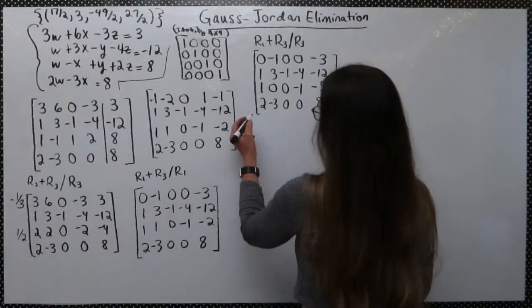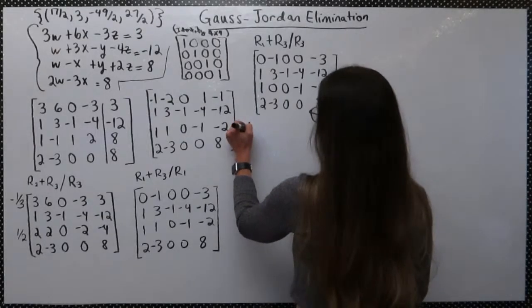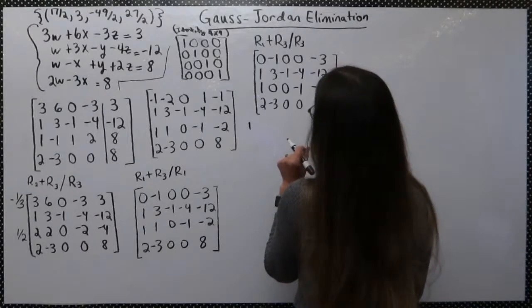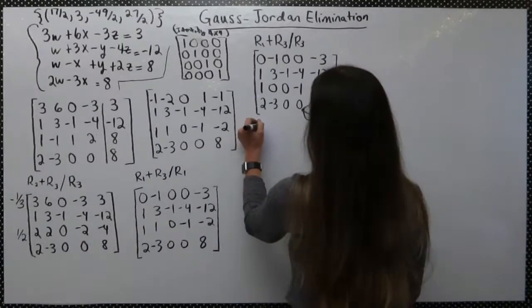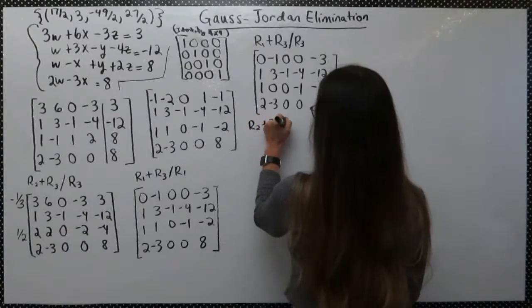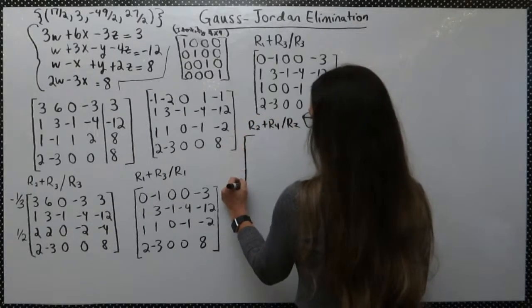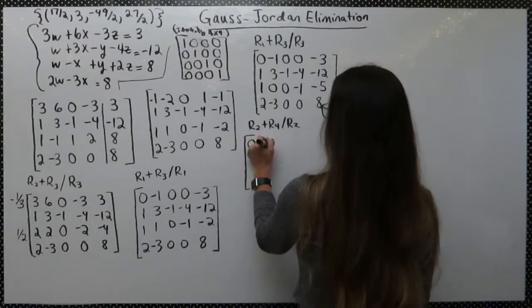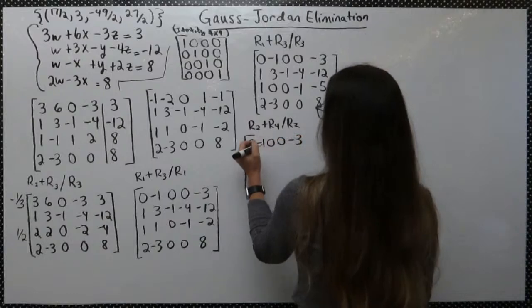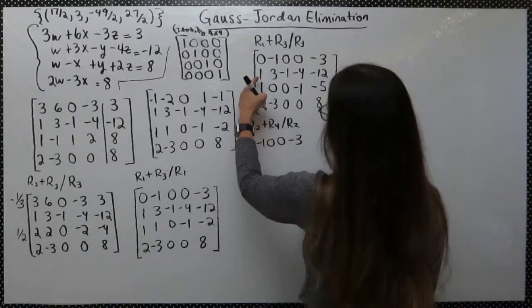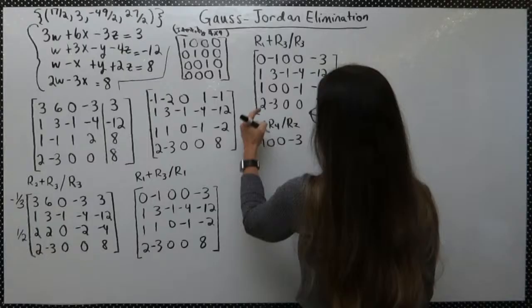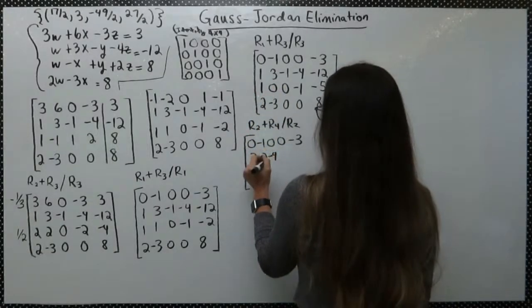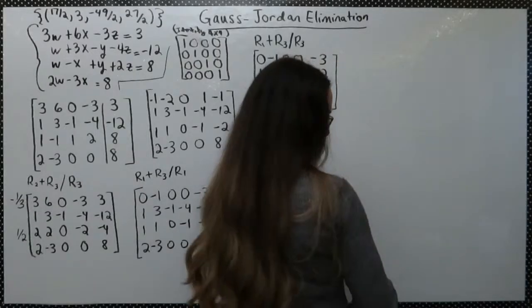All right, so I'm going to add row 2 plus row 4, replace row 2. Let's see if that pays off. 0, -1, 0, 0, -3. And I've got 1 and 2 is 3. 3 and -3 is 0. And then I'll be -1.